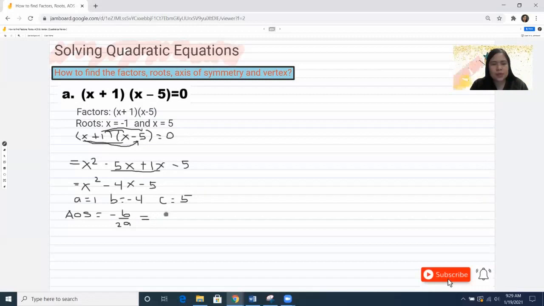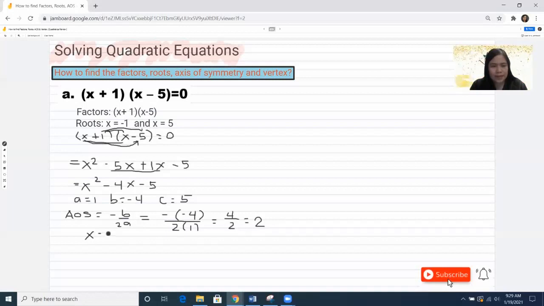Substituting the values, we have -b, so -(-4), all over 2, then substituting a as 1. Then negative times negative, we will have positive 4. And then 2 times 1, we will have 2. Simplifying it, 4 divided by 2 will be positive 2. Okay. Then after that, the axis of symmetry is also a value of x. We can also write x is equal to 2.